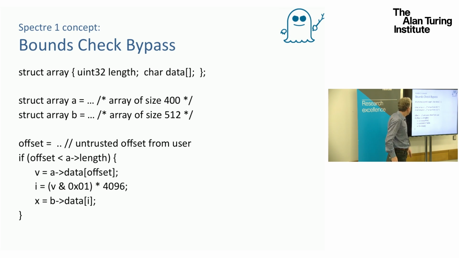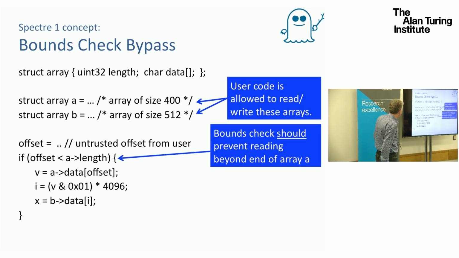Okay, so with a little chunk of C code, we've got an array A that we're supposed to be able to read anything from, but we're not supposed to be able to read past the end of array A. And we've got another array B which we can do whatever we want with. There's a bounds check in this chunk of code. This bounds check says that if the offset, which comes from some untrusted source, is less than the length of this array, then we can read it. And if it doesn't, then you can't read it.